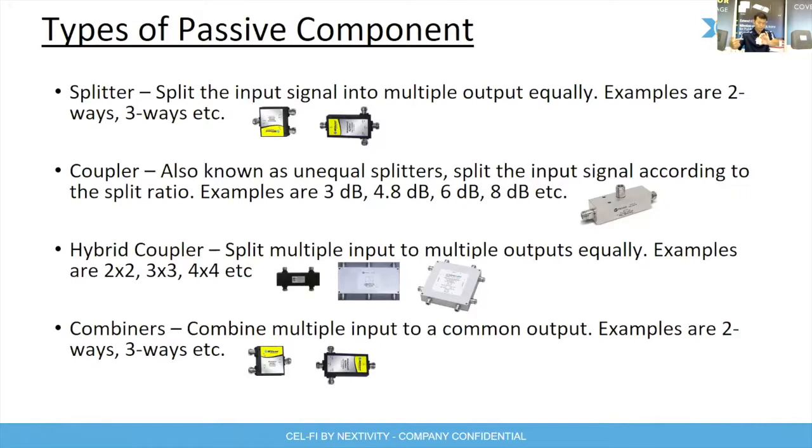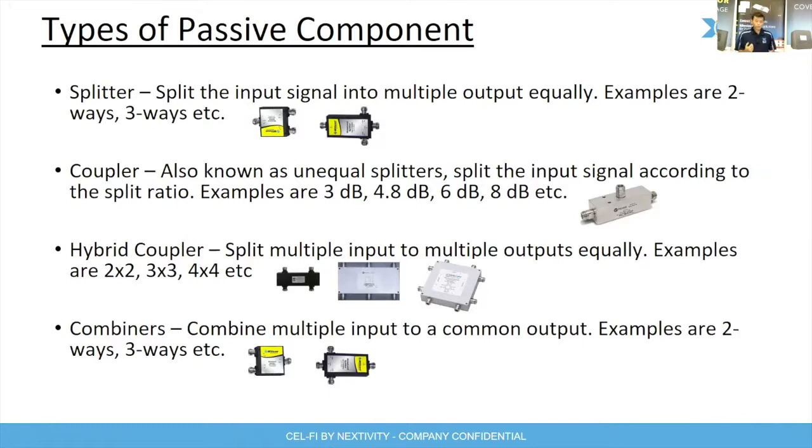So for example, if we were to input a 10 dBm signal over here, the main output port here is 8.2 dB, and then the output port here will be 5.2. So the difference is 3 dB. We can see that this is an uneven splitter. We have a single input, multiple output, same as an equal power splitter.